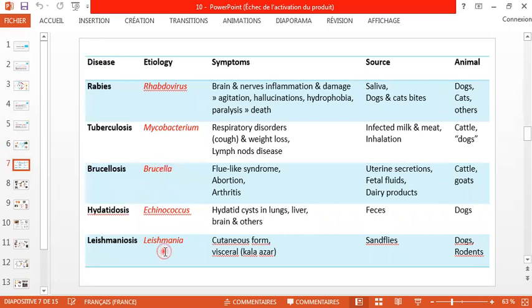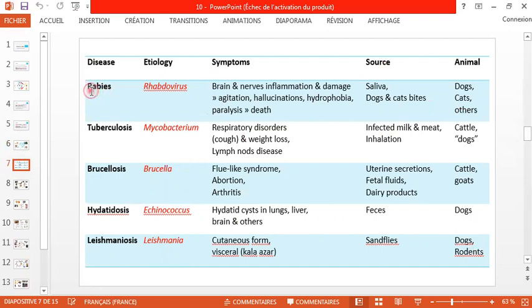or etiologic agent. You have the type of symptoms and the source matter, and of course the animal reservoir as well. So let's start with the first example, which is rabies.